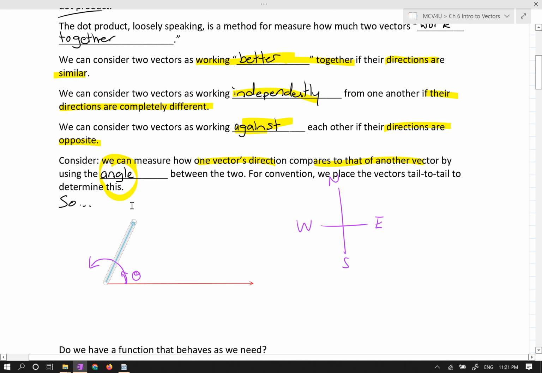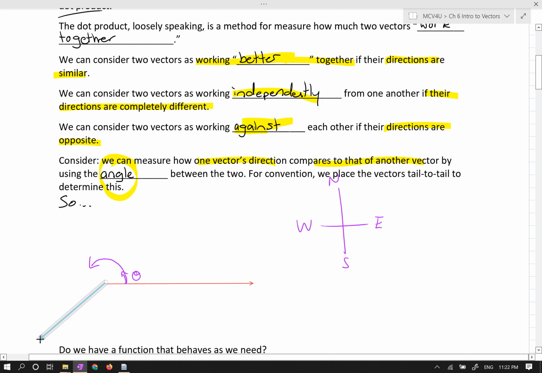But if one vector goes straight east, and the other vector goes to the northwest, then there's no overlap in these directions. We would say that they're working against each other. And these terms are going to be wishy-washy. So here, this would be the most two vectors can work against each other. If one points to the east, the other points to the west.